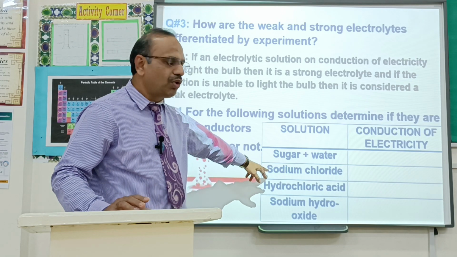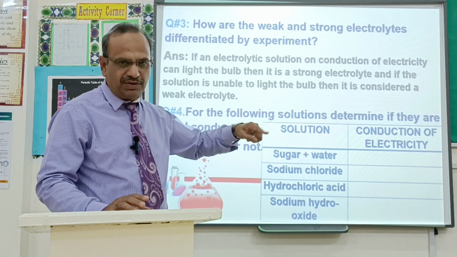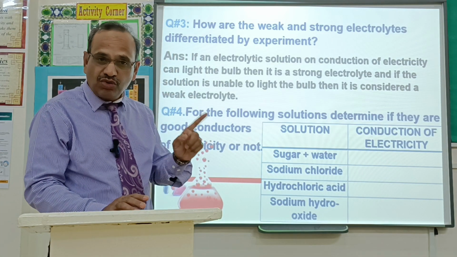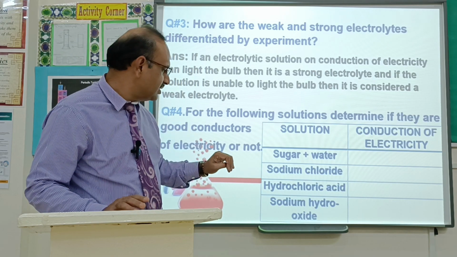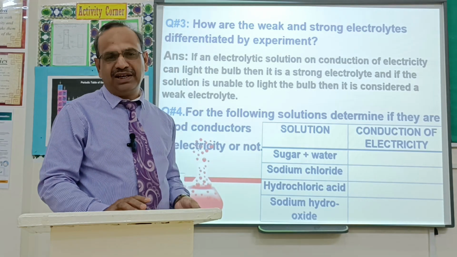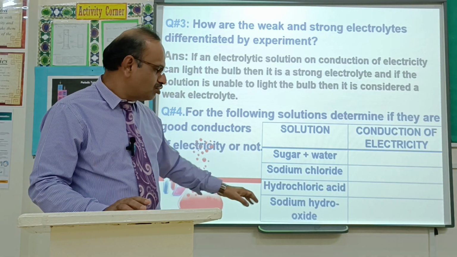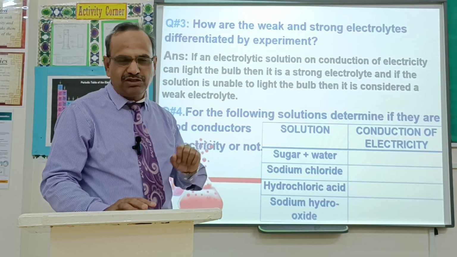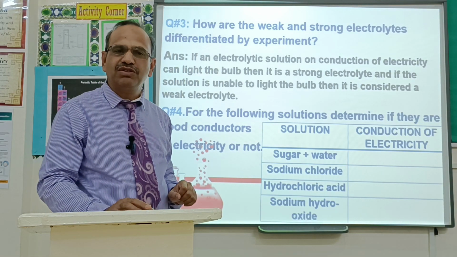Sodium chloride, if it is in solution form, will conduct electricity. If it is in solid form, it will not conduct electricity. Hydrochloric acid will conduct electricity in aqueous solution. Sodium hydroxide, it is a base, will also conduct electricity in aqueous solution.